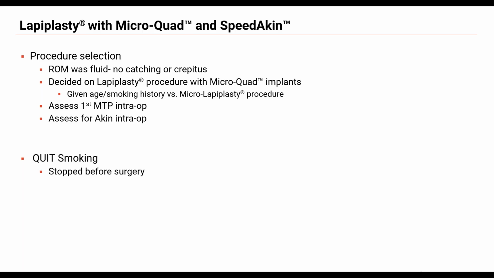However, I tend to go with a smaller incision, but based on her smoking history, I figured we should probably get some more stability. The micro-quad had just come out, and I thought that would be a good option for her. I let her know we would assess the first MTP intraoperatively to get that eminence down. And then I always look at the Akin as an option once I get my correction completed for the IMA.